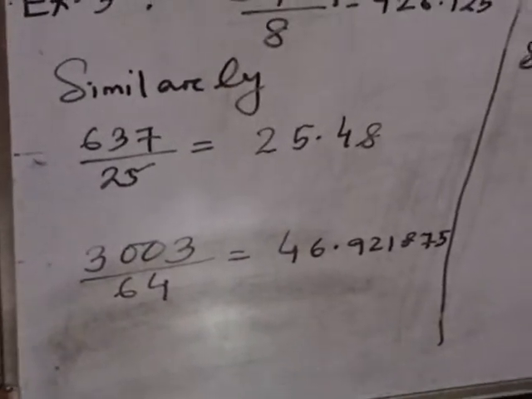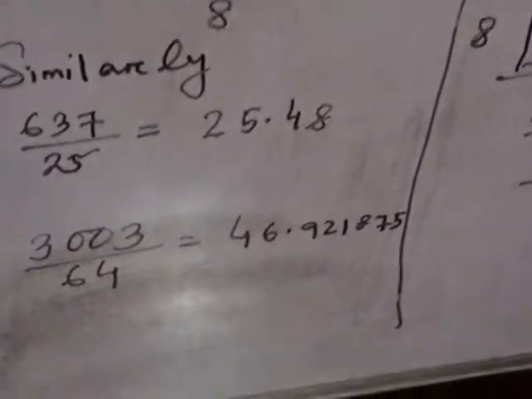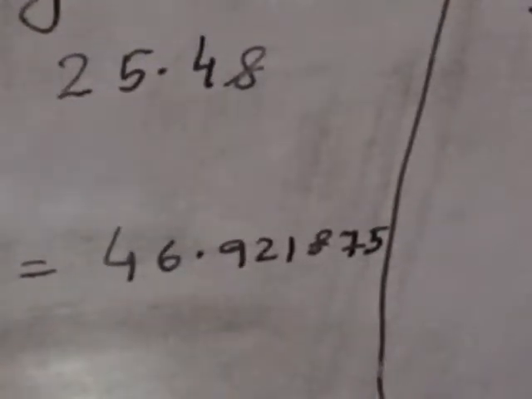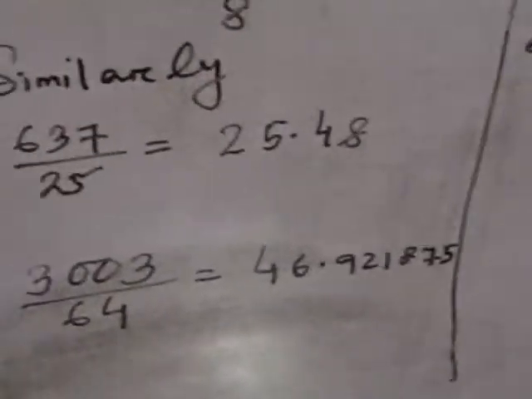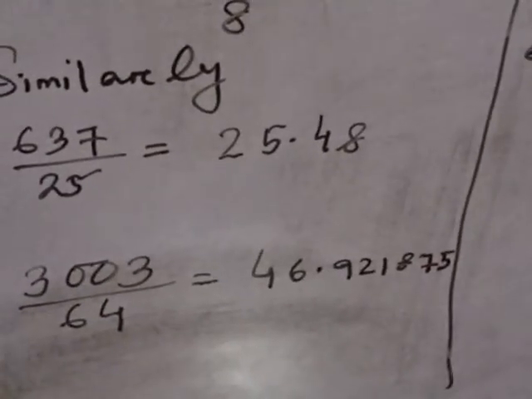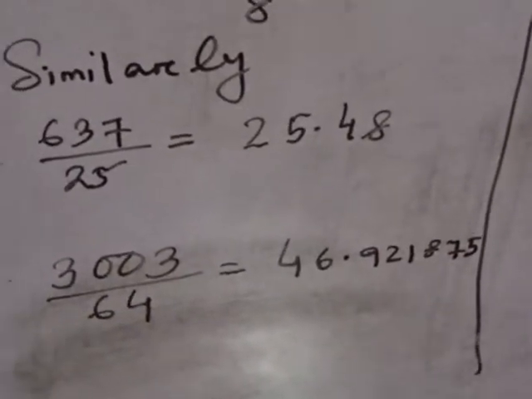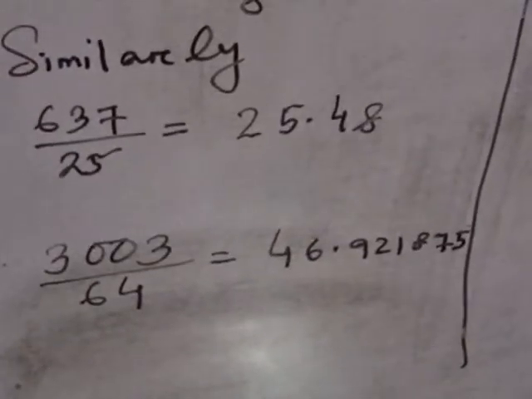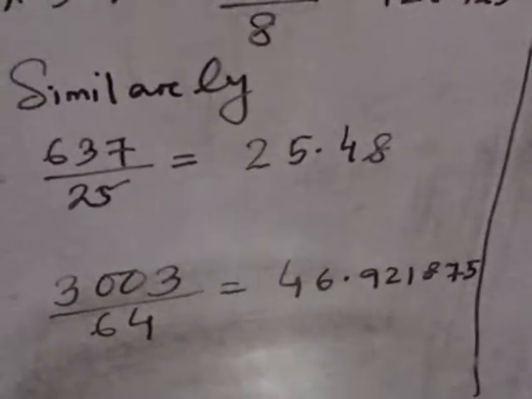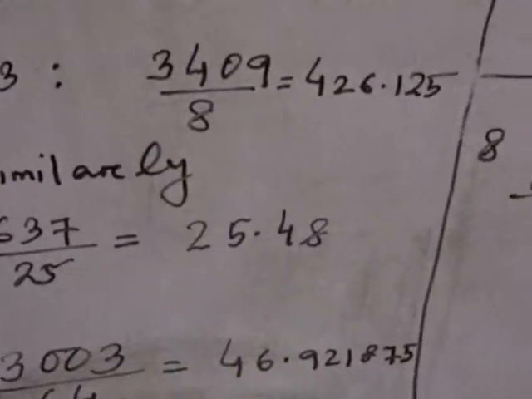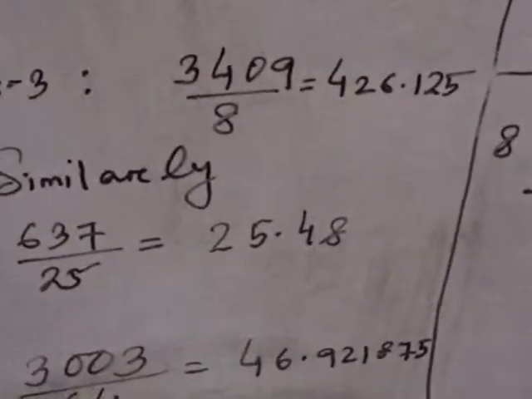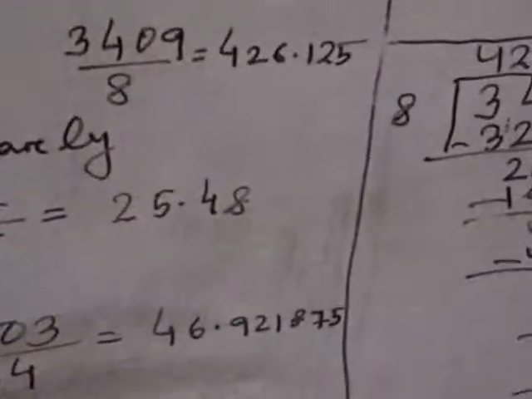Here 3003 by 64 is equal to 46.921875. So 46.921875 is the modified form of the fraction 3003 by 64. So it is clearly understood that the decimal number is the modified form of the fraction.